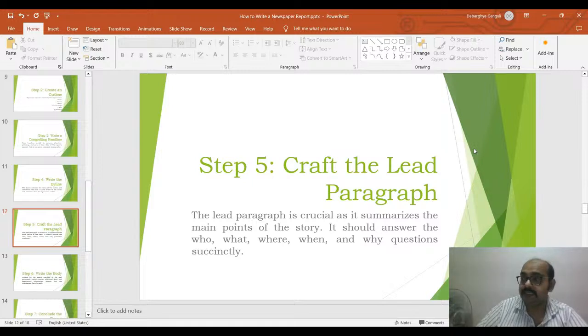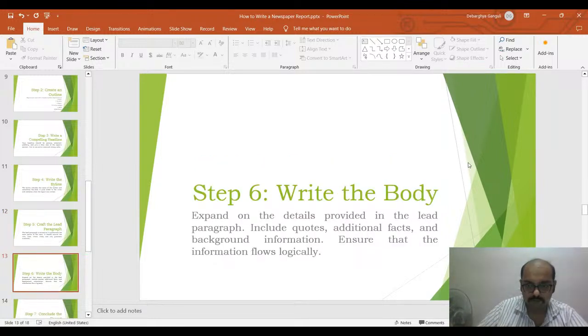Sometimes some news writers make a point by giving all the data in a summary form in the lead, and then later they develop on that in the body. Then comes write the body.